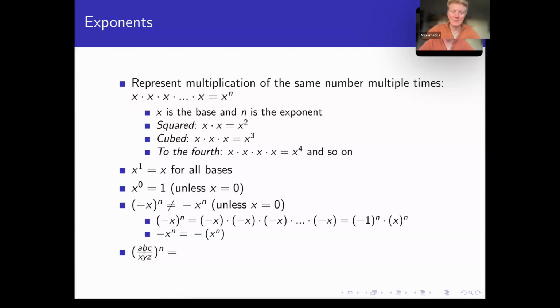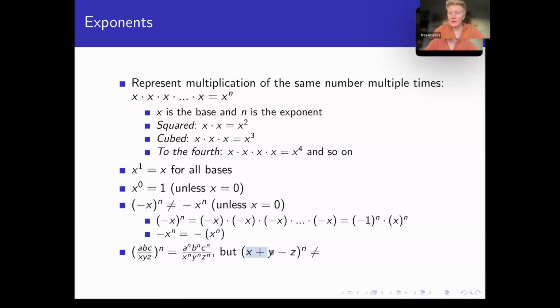A times b times c divided by x times y times z, all raised to the n, would be all of these things given an n, distributing n, right? We haven't really talked about distribution yet, but we know what that means. So a to the n times b to the n times c to the n divided by x to the n times y to the n times z to the n. However, this is true for multiplication and division. This is not true for addition and subtraction.